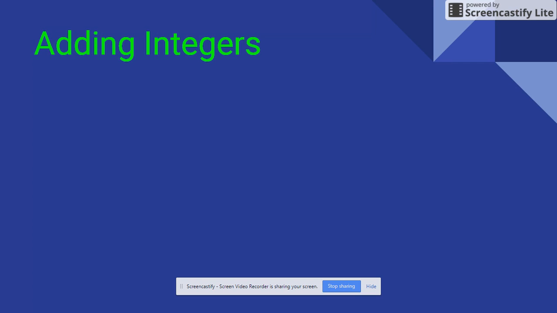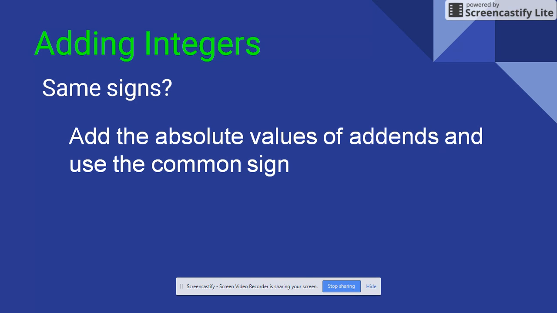When you add integers, the first question that you have to ask yourself is, are the signs the same? If yes, then you just need to add the absolute values of the addends and use the common sign.